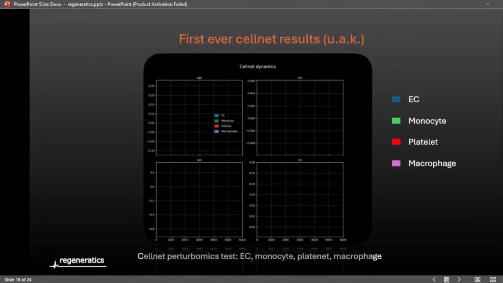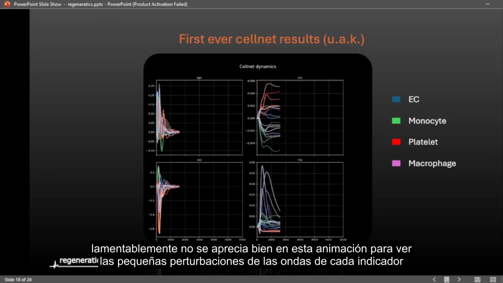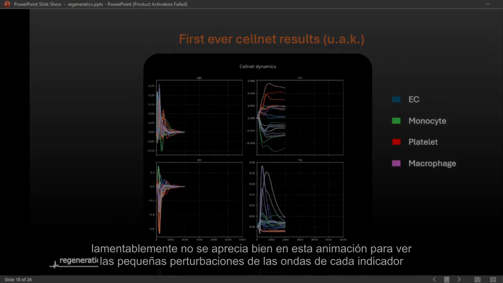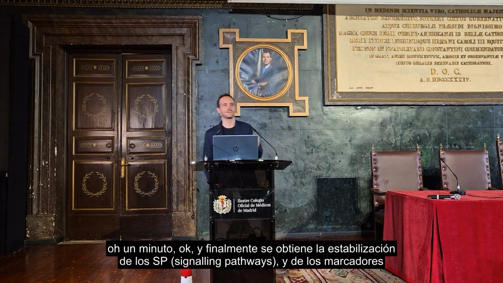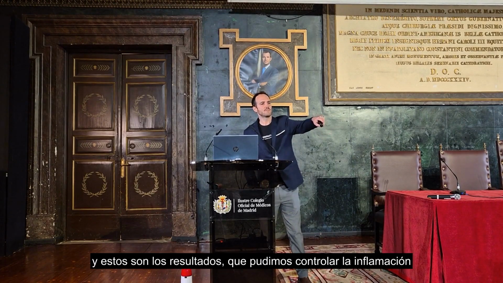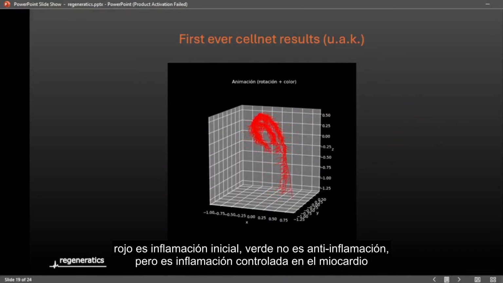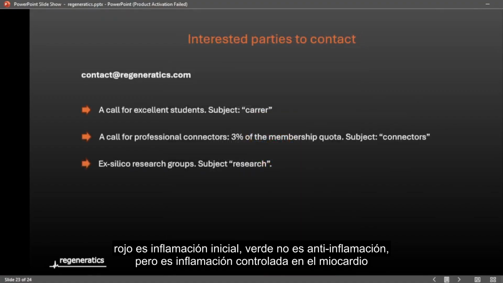Now, okay, that was the thing. So the point is that, oh, it's a pity. But this is a real-time conversation of the cells. It's a pity because I should have expanded. Oh, 1 minute. Okay. And then we have a stabilization of the signaling pathways and finally the markers. And this is the result. We were able to control the inflammation. The red is bad, green is not anti-inflammation, but at least control of the inflammation in the myocardium.